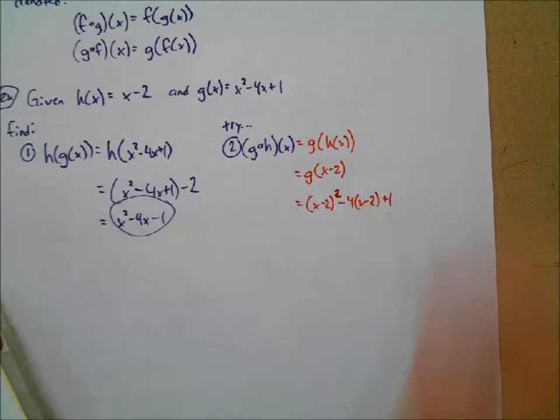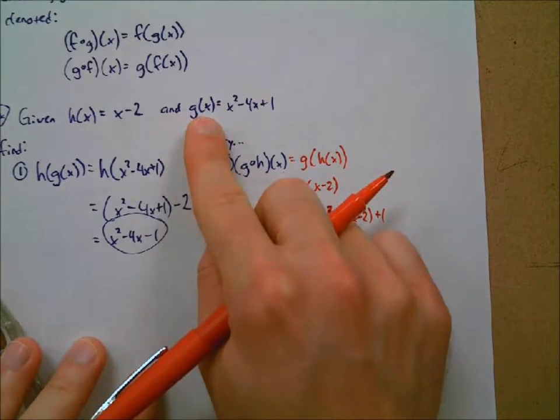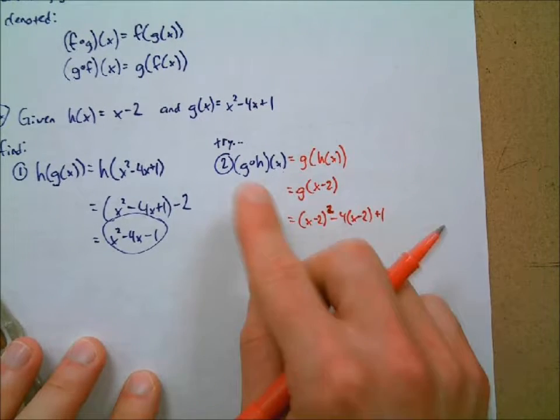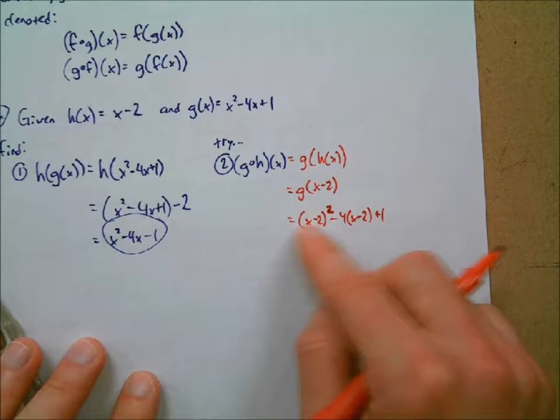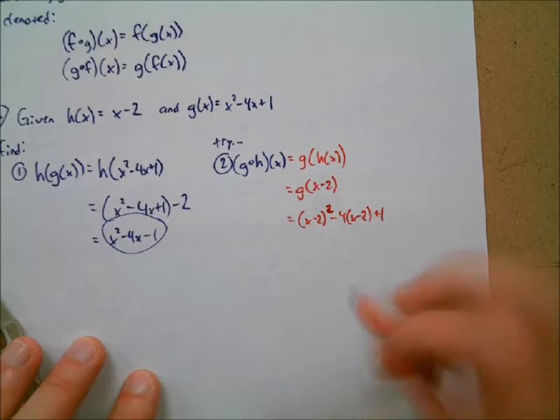So we're taking that function g, that named object that's defined above. G, when we apply it to x, takes our x and squares it, subtracts 4 times that x and adds 1. Here, we're going to take g and apply it to x minus 2. So it's going to take x minus 2 and square it, subtract 4 times x minus 2, and add 1.